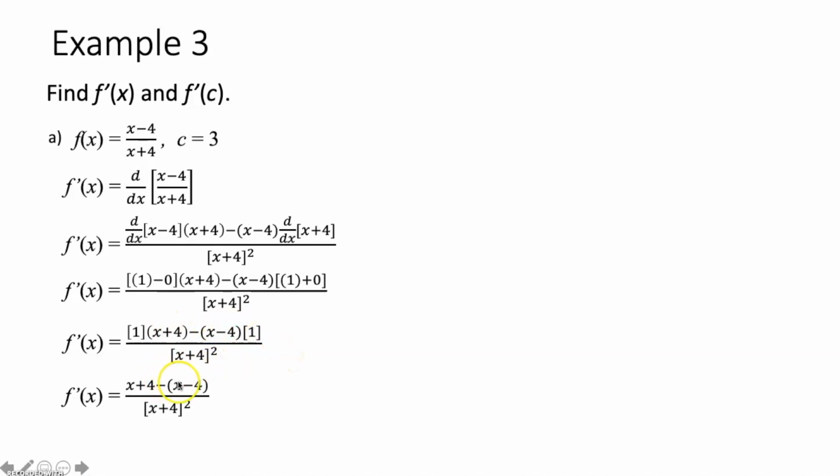We then distribute that negative to the x and to the negative 4. It becomes minus x plus 4. So the x's end up canceling each other out. The 4's add together to give you 8. And we have our first derivative, f prime of x.